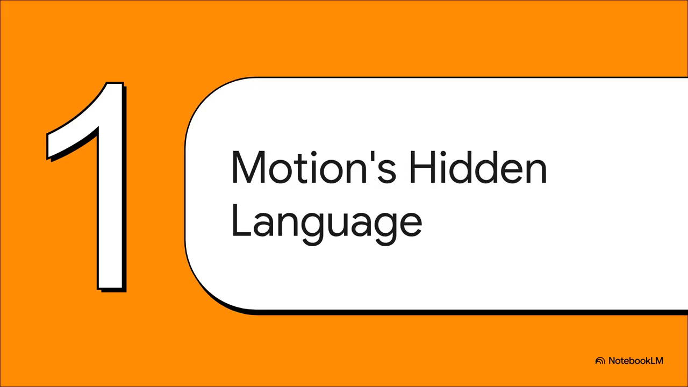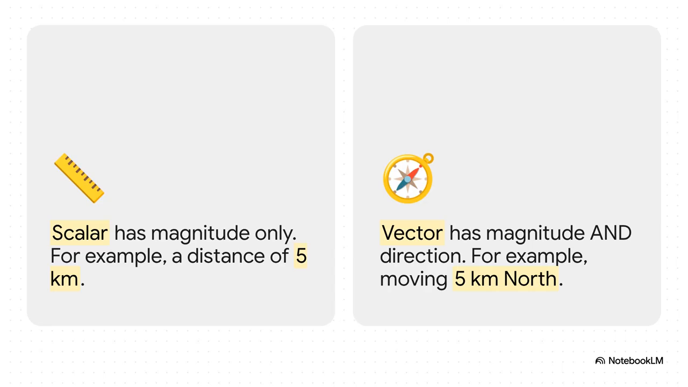Turns out, physics is really precise. It divides every single measurement of motion into one of 2 really simple but really powerful categories. And here they are: scalar and vector. A scalar is just a number, a magnitude. That's just a fancy word for how much, like 5 kilometers. But a vector has that magnitude and a direction. So you're not just talking about 5 kilometers, you're talking about 5 kilometers north. That one little addition, direction, changes everything.